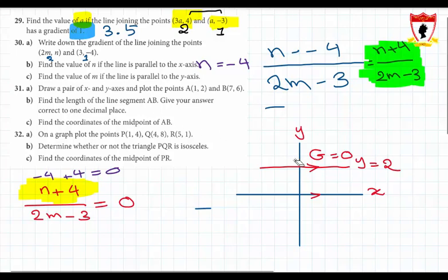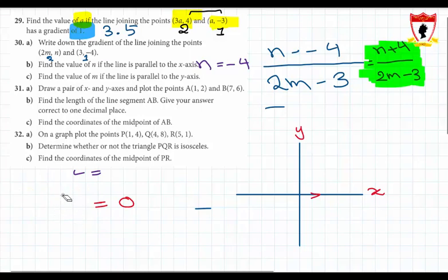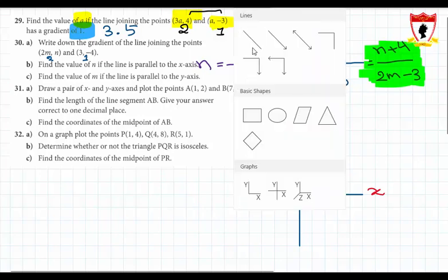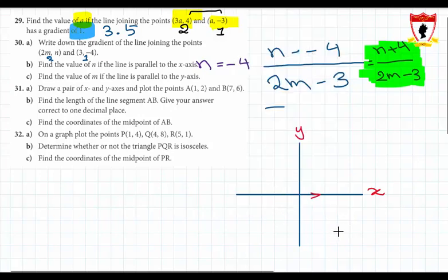Then when the line is horizontal, the gradient is 0. What if the line is vertical? If the line is vertical, the gradient is infinity. This is a vertical line. This line is parallel to the y-axis. This is the y-axis, this is the line. They are parallel. Okay. In this vertical line, the value of x doesn't change. Here, the value of x is 3.